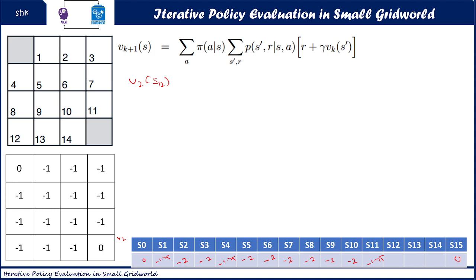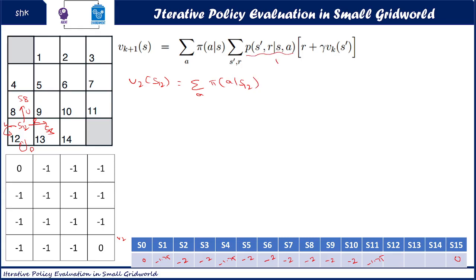So for S12, when we take left action, we fall to the same state. Right action goes to S13, up action to S8, down action to S12. Now this we can write as the summation over all actions of the probability of action A from S12 state.